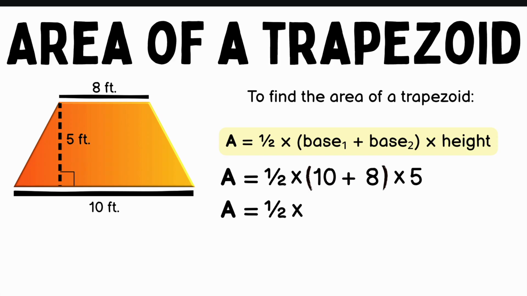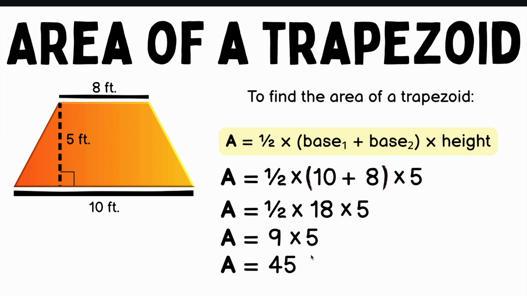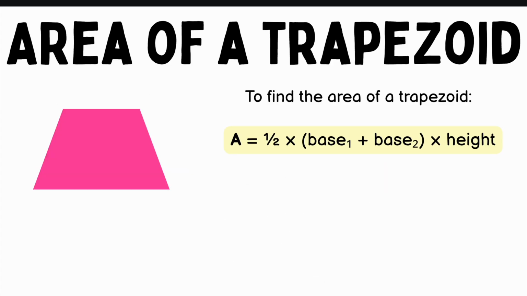Area equals half times, we know we have to solve parentheses first. 10 plus 8 is 18, times 5. And now we just have multiplication, so we can multiply in any order. Area equals half times 18. We know that means half of 18, which is 9, times 5. And we know 9 times 5 is 45, so the area is 45 feet squared. The area or space inside of this trapezoid is 45 feet squared.